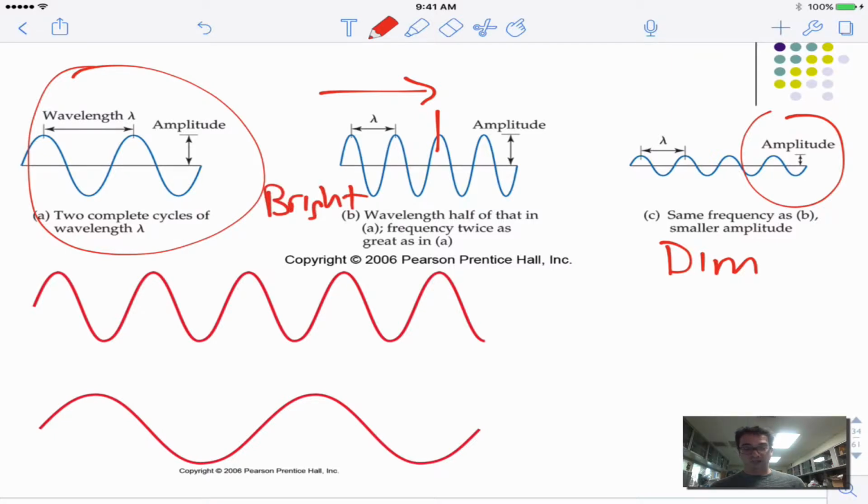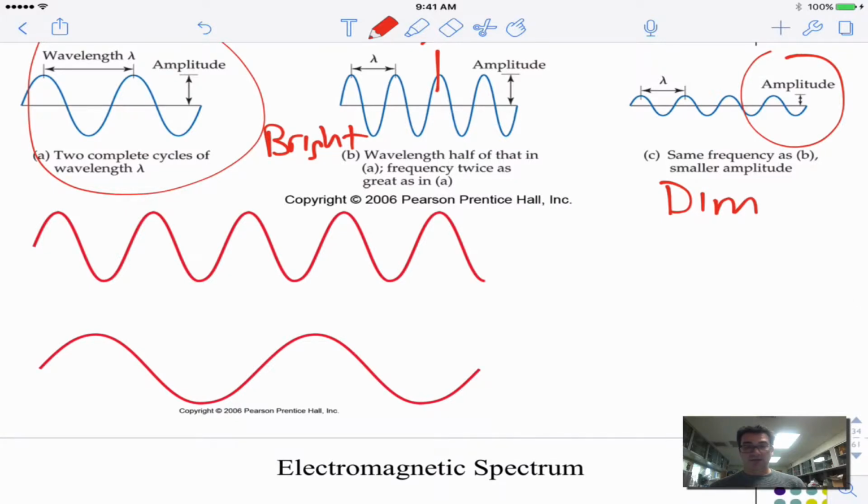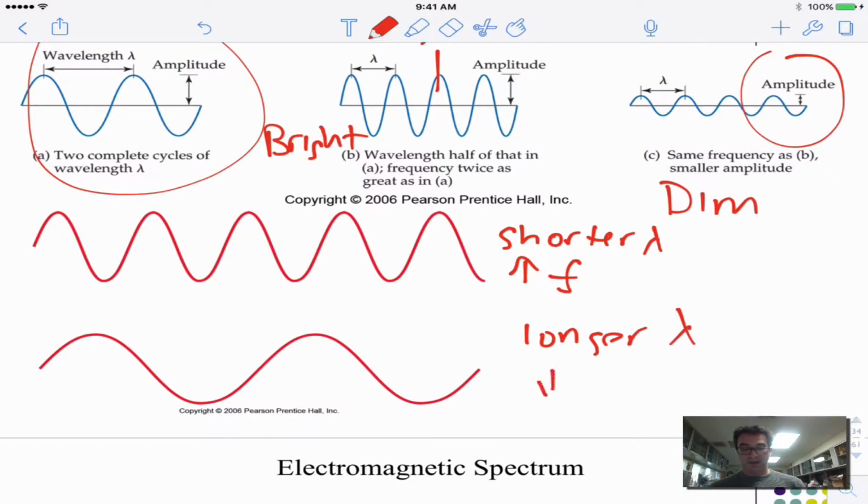So if we look at these next two waves down here, let's compare their amplitude to each other. I would say just eyeballing it, their amplitude looks about the same. But then when we look at the frequency and wavelength, we can see over here, this has a shorter wavelength and a higher frequency. And then we could say the opposite here, this has a longer wavelength and a lower frequency.